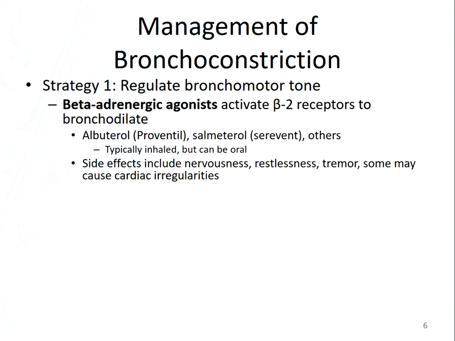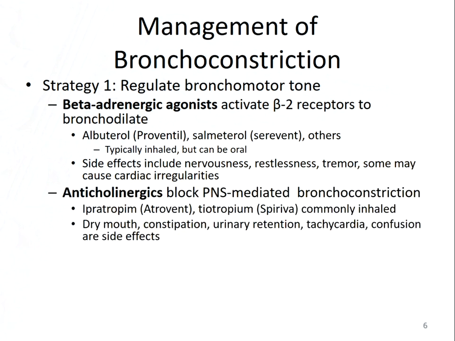The side effects are nervousness, restlessness, and a tremor. They may cause cardiac irregularities in some people, particularly albuterol, but salmeterol seems to have less of some of these side effects. So that's one strategy, to activate the beta-2 receptors.